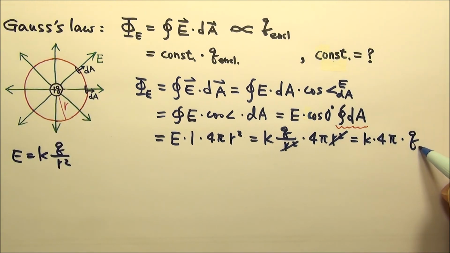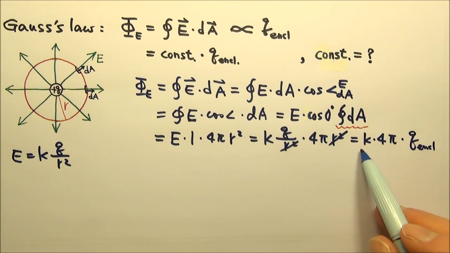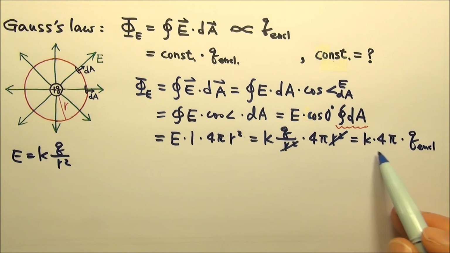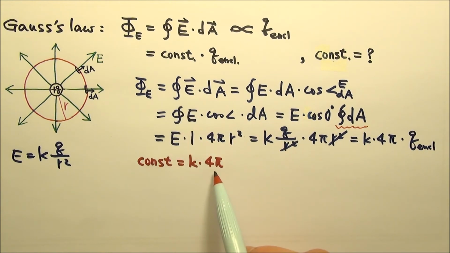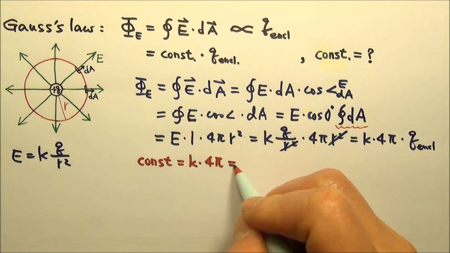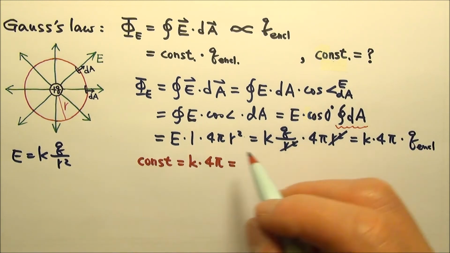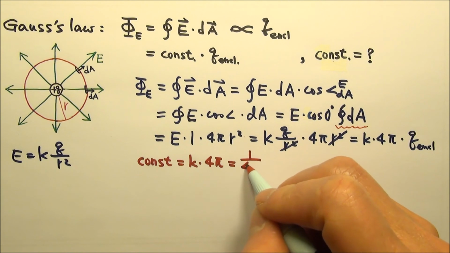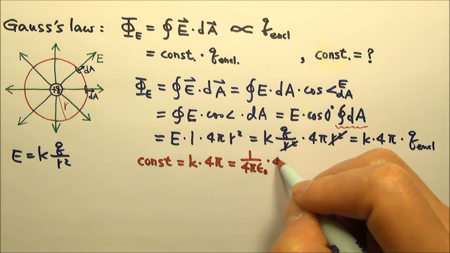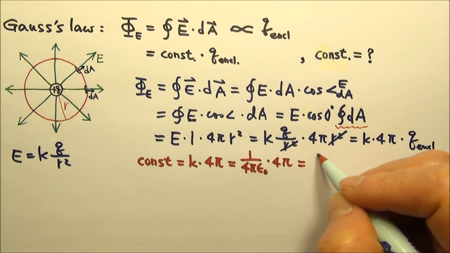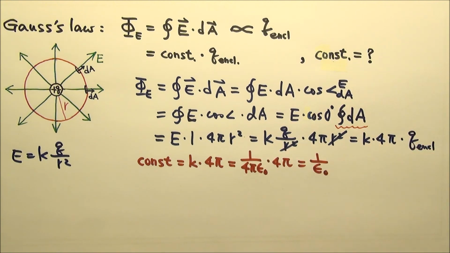So this is the same as the enclosed charge, which means what is our constant? It's k times 4 pi. So the constant we've been looking for is k times 4 pi, and we also know that this k here is also 1 over 4 pi epsilon naught. So if you multiply k by 4 pi, you get 1 over epsilon naught. For Gauss's law, we usually use this as the constant.